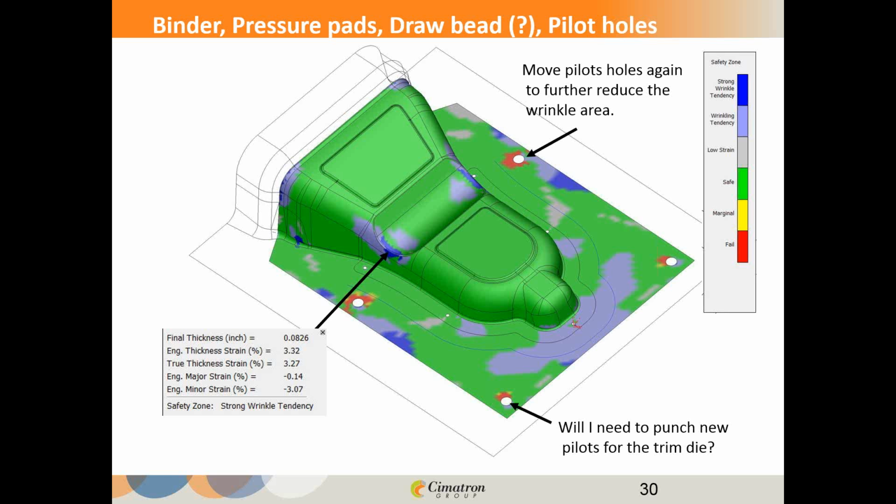All in all, you get the idea that it's a lot easier to make decisions like that when you've got the information in front of you and you can see how the sheet metal is responding to the things that you're putting into the die.